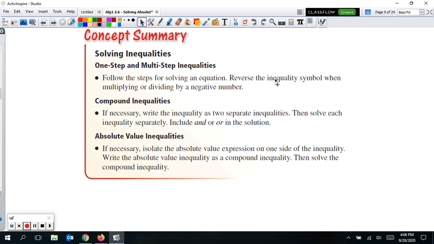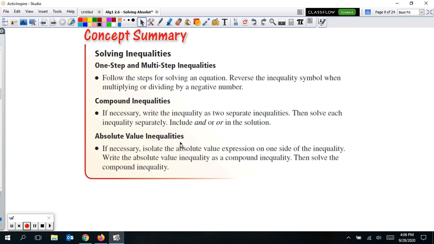the inequality sign. If we're doing compound inequalities like we did in the last lesson, it says, if necessary, write the inequality as two separate inequalities, then solve each inequality separately, and include an and or or in the solution. So if it was going to be an intersection, we were going to include the and. If it was going to be disjointed, going opposite directions with a shading, we were going to do an or.